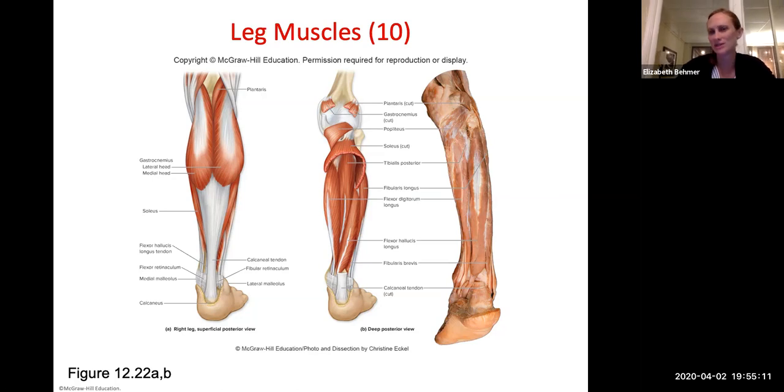One student one semester asked me why it's named gastrocnemius, and then I had to look it up. So in Latin, the word gastro, does anyone have any idea what gastro has to do with?